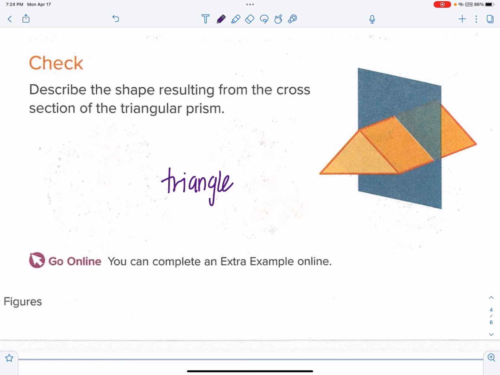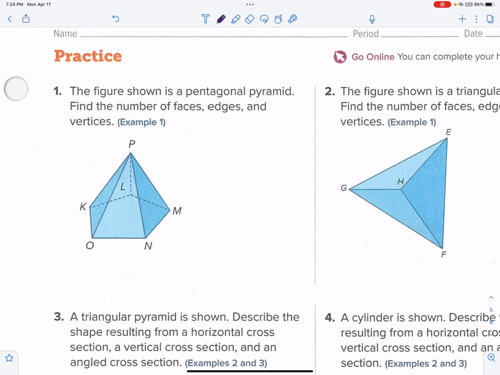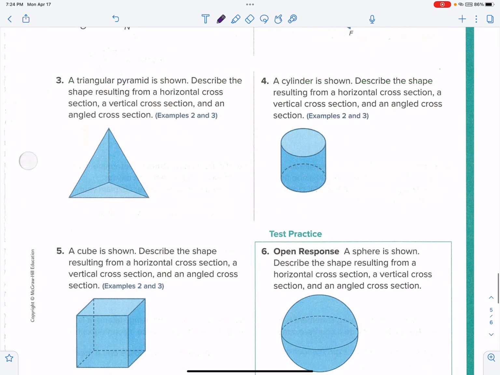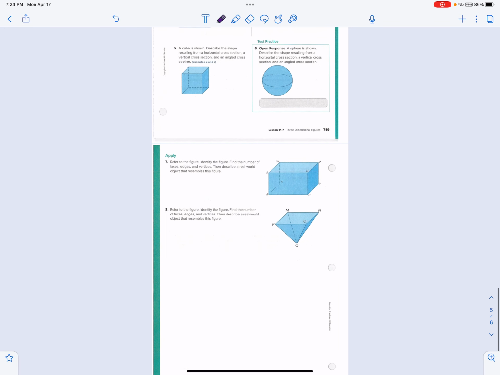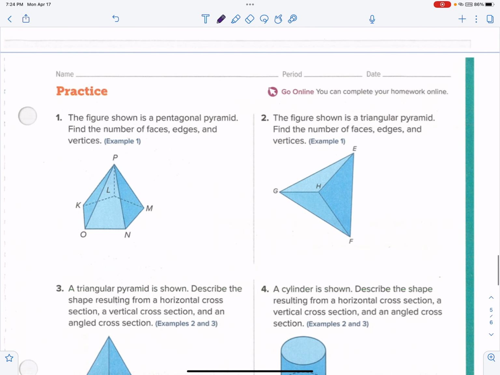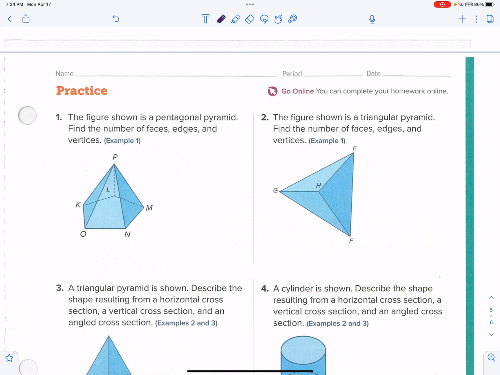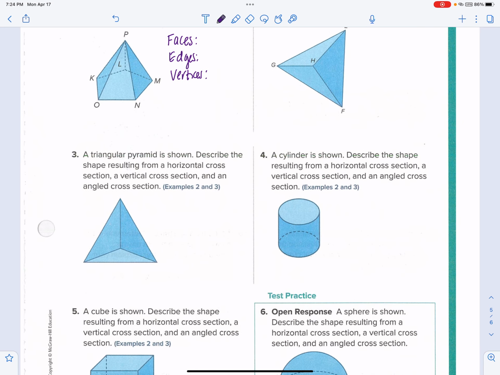All right, let's go ahead and take a look at these. Here's some practice for you to do. Your homework is to do 1 through 8. You can see here you have a pentagonal pyramid, and they're just asking you to find the number of faces, edges, and vertices. So make sure you label as you go here, and be really careful to count accurately. Same thing for this triangular pyramid. I know it's a triangular pyramid because it has a triangle as a base.